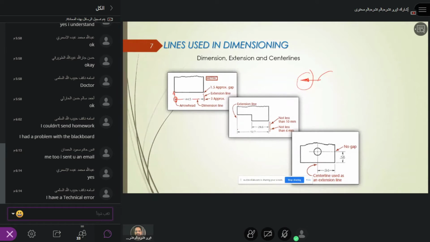And there's another example here. This is the extension line, and the gap between the dimension and the original object should not be more than 10 mm. Okay, there are no hard and fast rules, but it should not be more than 10 mm. Like if this is the object and you want to extend this line, you cannot put your dimension here. So the minimum should be around 10 millimeters. Okay, so you can start from here. This is the first condition.